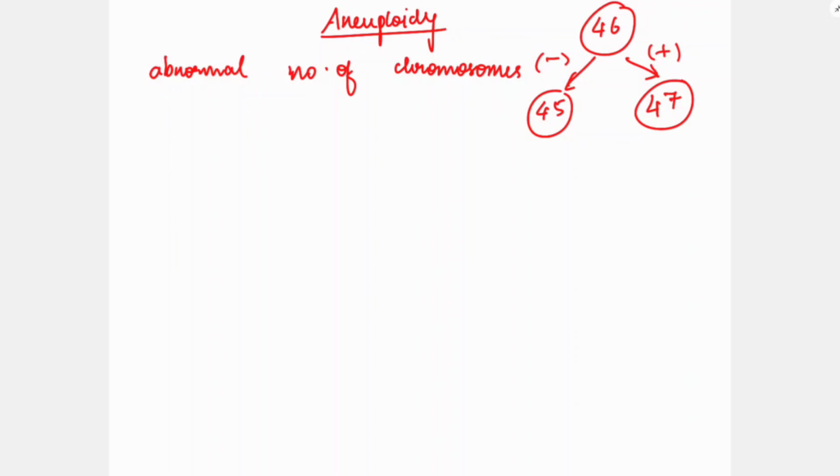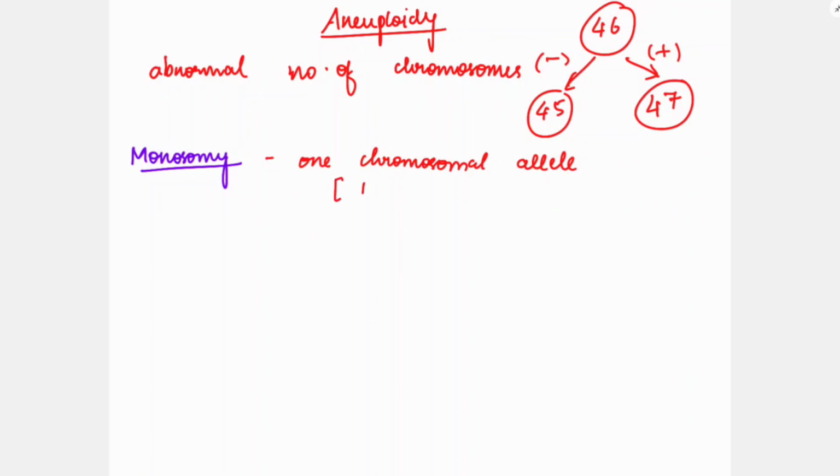We have types of aneuploidies. Let's discuss what they are. Let's start with monosomy. From the name itself, you can say that it is mono, right? So in monosomy, only one chromosomal allele will be present.